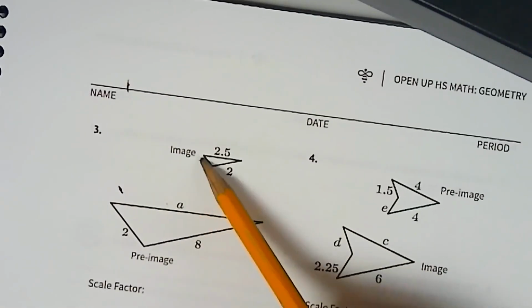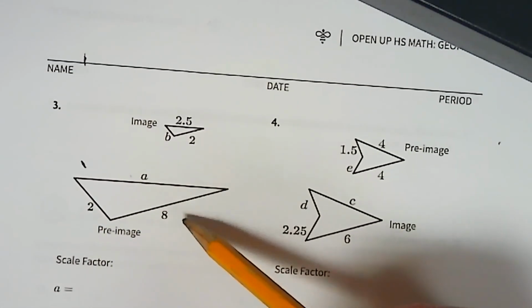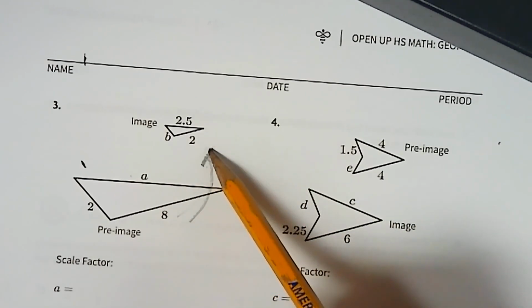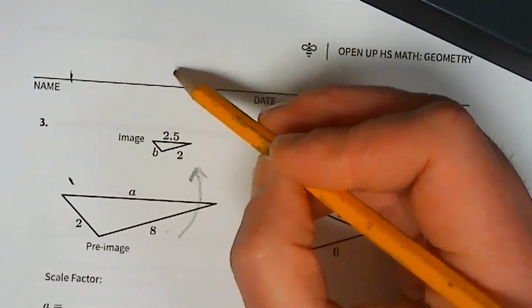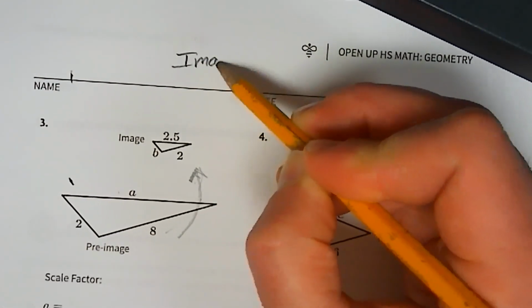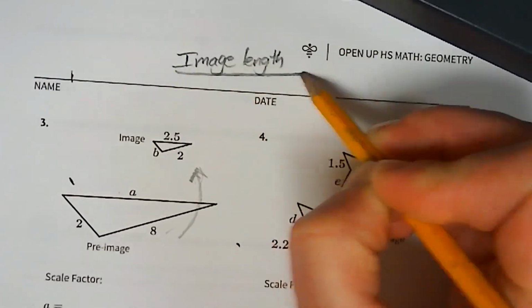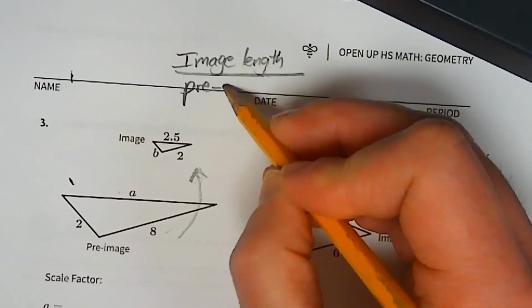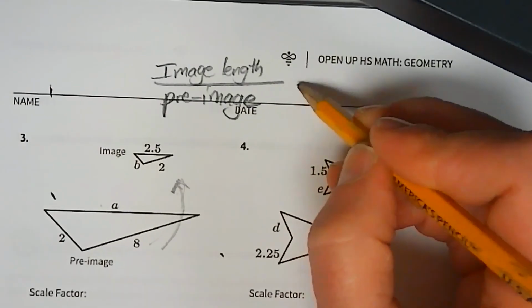Yep. Make sure you're tracking. This would actually shrink. What do you multiply to get 8 down to 2? Well, follow the formula. Image divided by the preimage. Image length, any length in the image, divided by its corresponding preimage length. Yep. Divide where you ended up by where you came from.